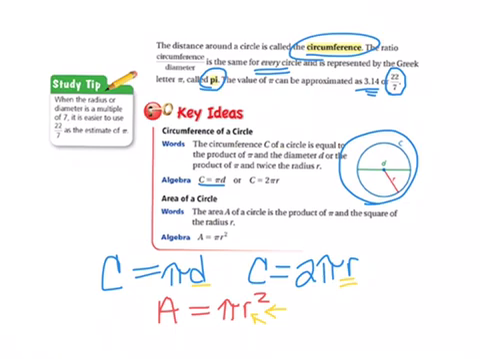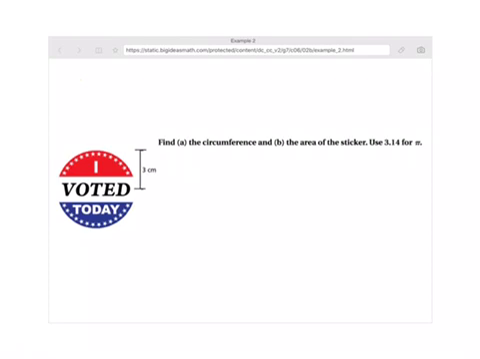Alright, so let's try this. Okay, so this is example 2 in your books. Okay, we have a button here. I voted button. And they want you to find the circumference and the area of the sticker. Oh, I'm sorry, this is a sticker. We're using 3.14 for pi. If they don't tell you what to use for pi, use 3.14. If they want you to use the fraction 22/7, they'll tell you. But as a general rule, use 3.14.